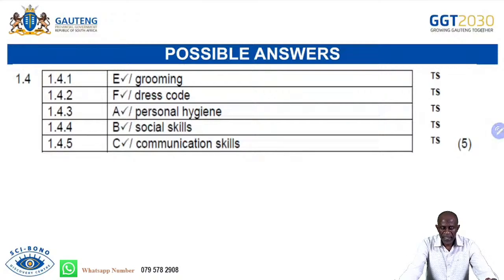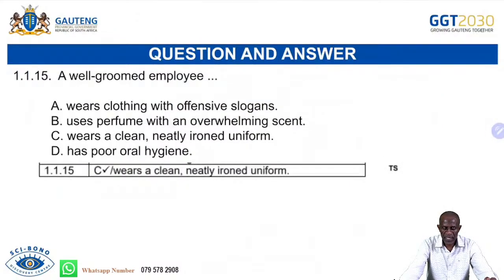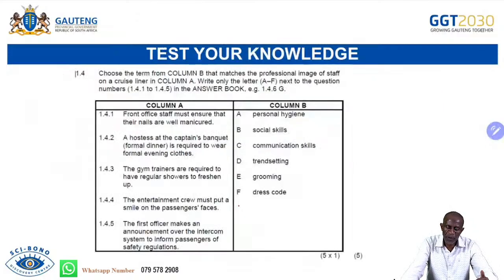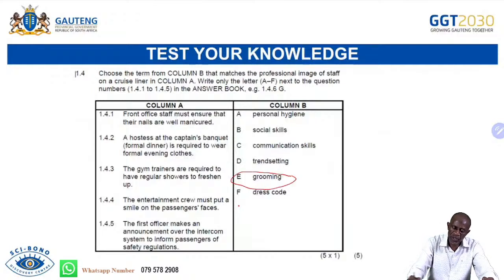So in matching the two columns, the possible answers that were arrived at, say maybe for 1.4.1, if I were to look at the example, front office staff must ensure that their nails are well manicured, and that is referred to as grooming.